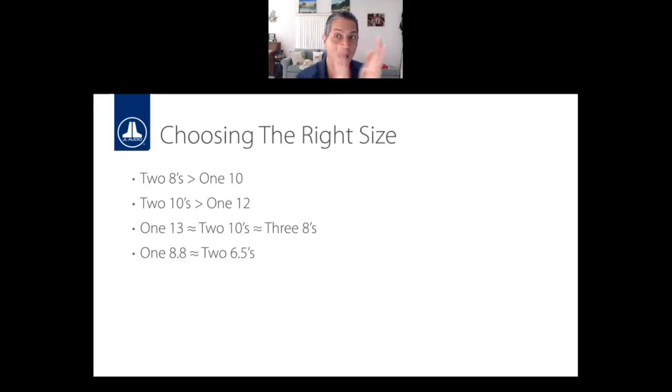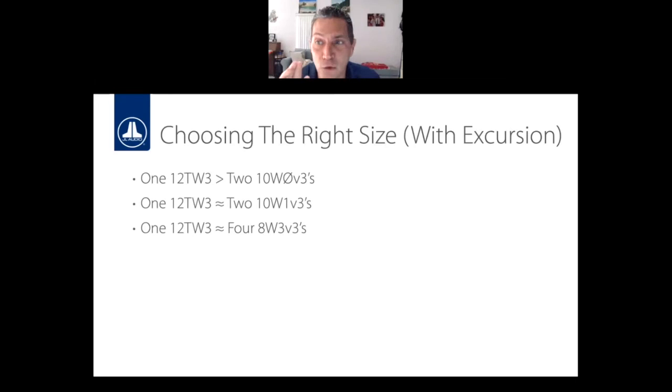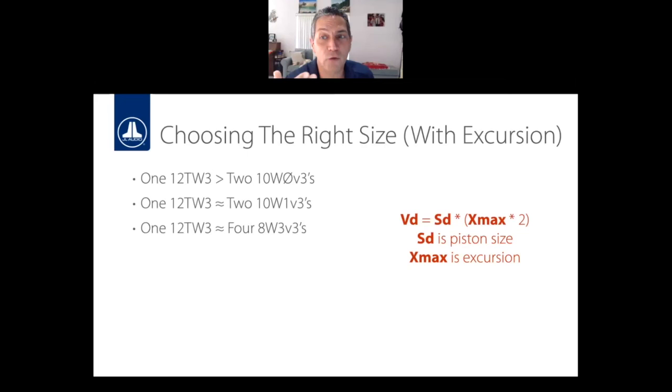But wait, there's more. If you factor in excursion, which is the other side of this, you start seeing some really interesting things here. I use the TW3s. They happen to be some of my favorite subwoofers to use in cars right now. But if you looked at a single 12 TW3, it has about the same overall potential when you factor in excursion and piston size as 2 10W0 V3s. That's pretty cool. It's about the same as 2 10W1 V3s as well. Or even cooler, it's about equal to 4 8W3s. So instead of putting 4 8s in there, you can use a single 12. Be careful with the power, and that's where those flames come shooting out. So that's kind of where the relationship works in.